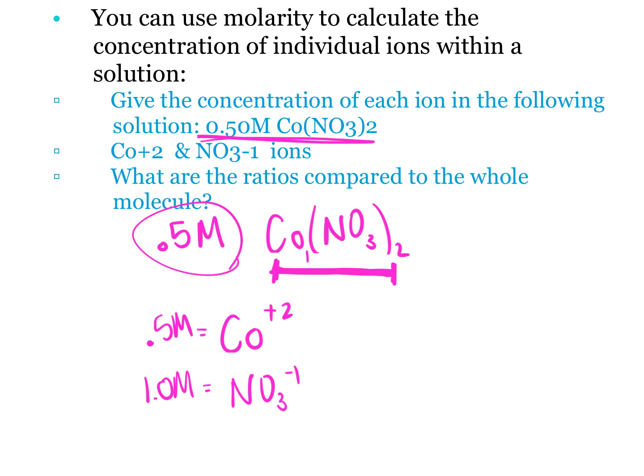The easiest way to do it is to find the concentration of your full molecule, and then you can break it into its parts and pieces just based on the ratio there. Okay? The 2 on the end of it, that's why it's double. That's right.